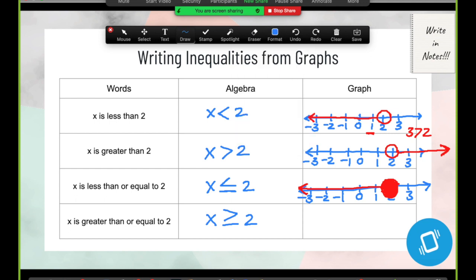Let's do one more right here, where we have 0, 1, 2, and 3. On this side we have -1, negative 2, and negative 3. And so we have x is greater than or equal to 2. So it starts at 2, and it has to be greater than 2. So I'm going to point it in the direction where all the numbers are greater than 2.